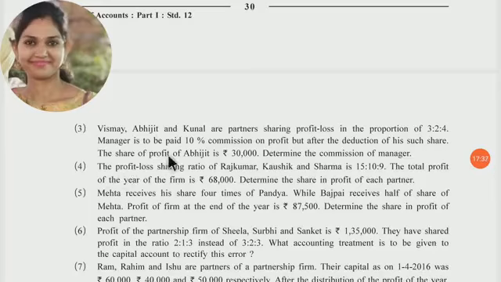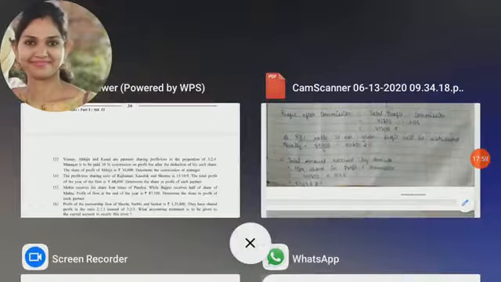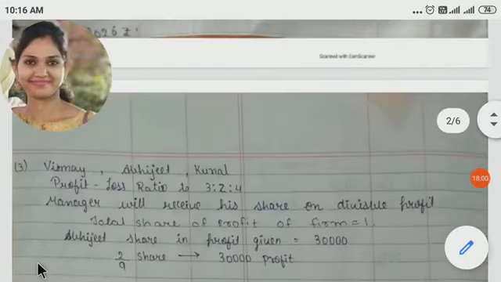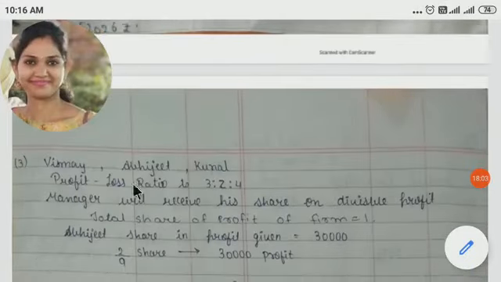Here the share of a partner is given. We know that profit is always distributed after deduction of all types of commission and expense. Here the share of profit of Abhijit is given as 30,000, and Abhijit's share is 2. So, very first, see: Vishmay, Abhijit, Kunal, profit and loss ratio 3:2:4. The manager will receive his share on divisible profit.